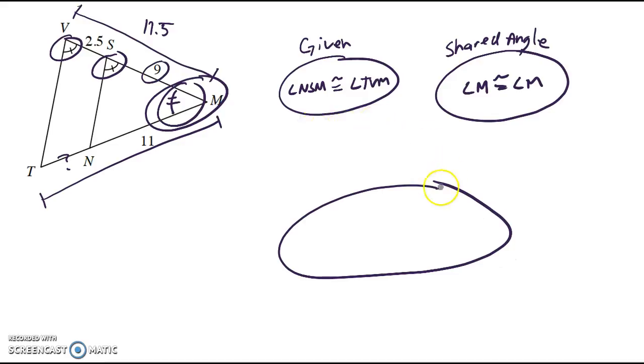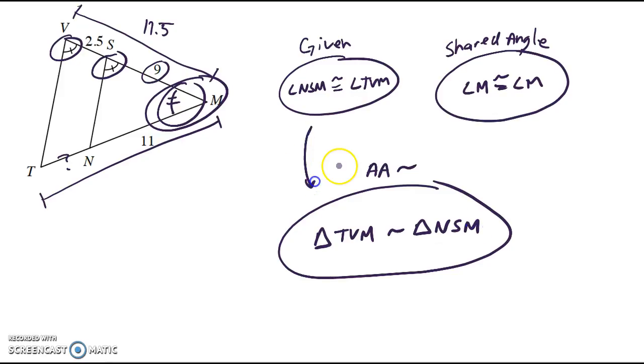Okay, so we're just going to say, okay, this is angle-angle similarity, so we're going to say triangle, we'll say the big one, TVM, triangle TVM is similar to triangle, and then it's going to be NSM for the smaller one. Make sure we get those arrows in for the flowchart. And that's it for that one.